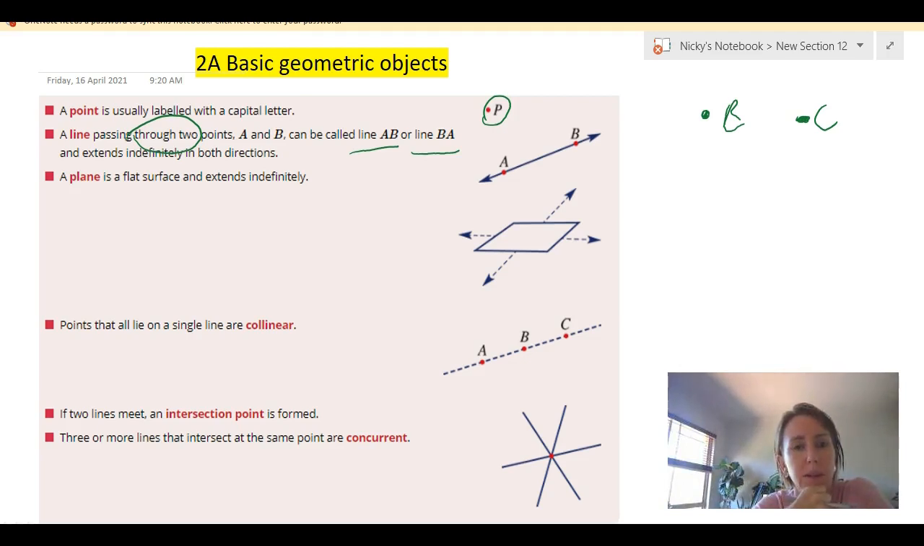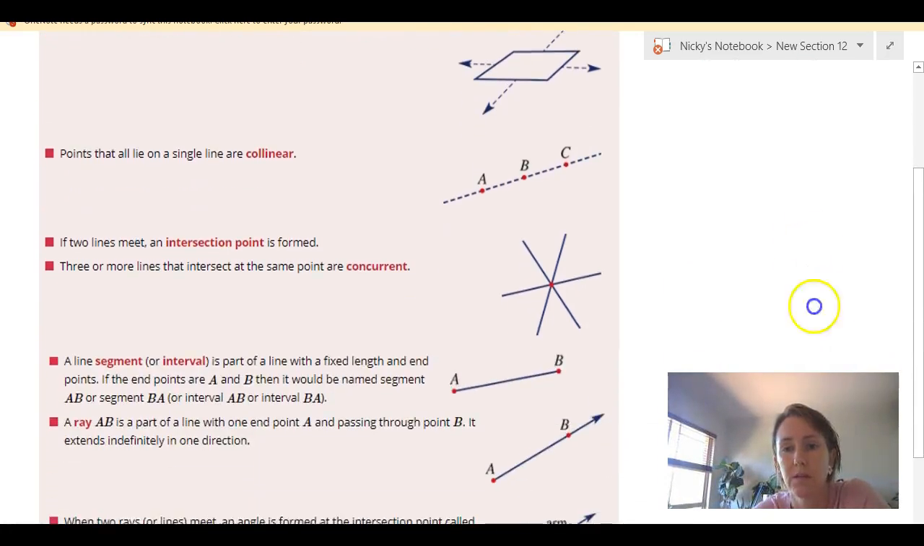A plane in terms of geometry is a flat surface that extends indefinitely, labelled here by the lines showing it keeps going off without stopping, without ending.